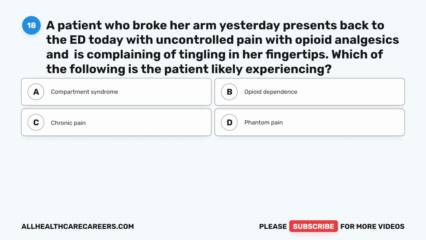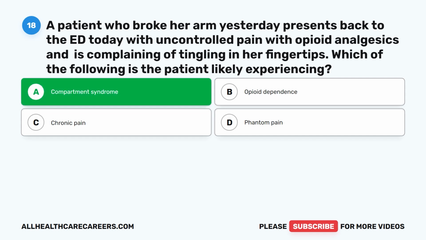Question 18. A patient who broke her arm yesterday presents back to the ED today with uncontrolled pain with opioid analgesics and is complaining of tingling in her fingertips. Which of the following is the patient likely experiencing? A. Compartment syndrome. B. Opioid dependence. C. Chronic pain. D. Phantom pain.